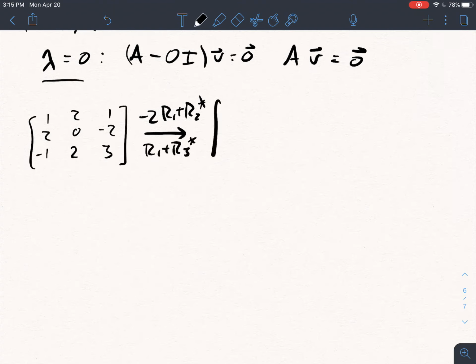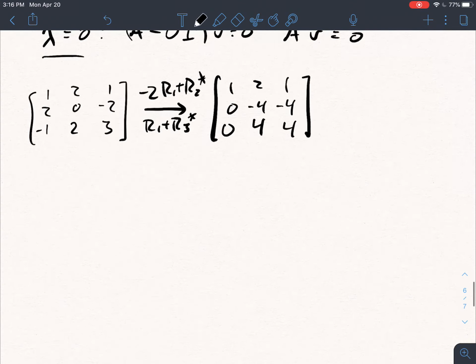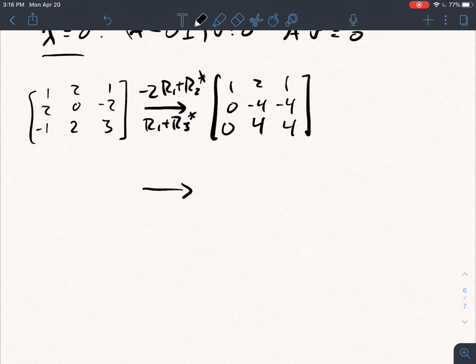I'm going to do -2 row 1 plus row 2 and replace, and I'm going to do row 1 plus row 3 and replace. So I get -2 times row 1 plus row 2, that'll be -4. -2 minus 2, that's also -4. Okay, and now that's easy. That's going to be a 0. 2 plus 2 is 4. 1 plus 3 is 4. Okay, cool.